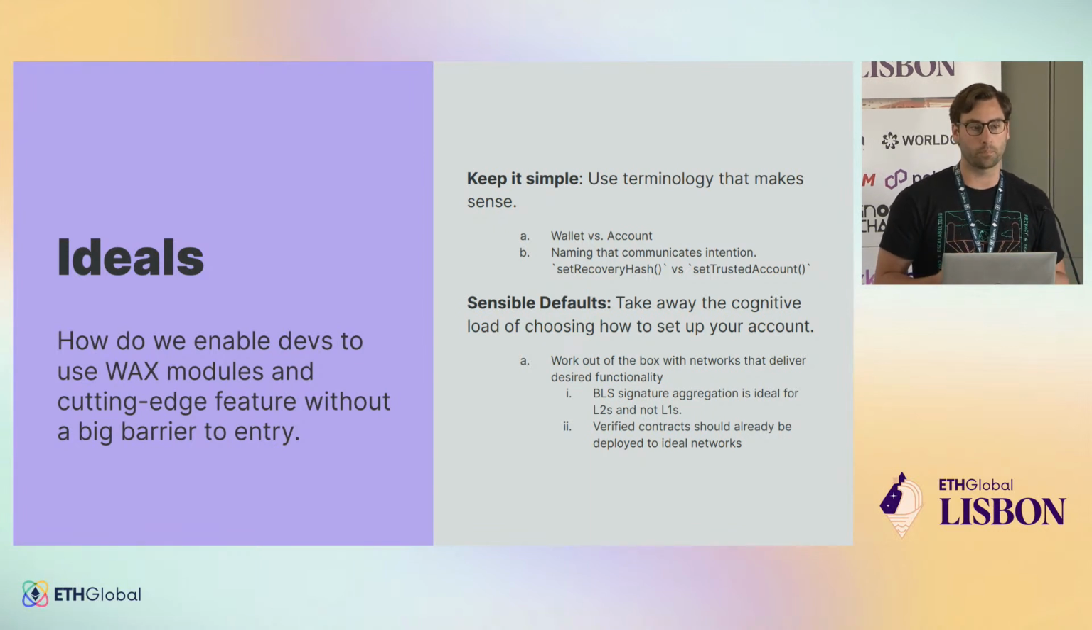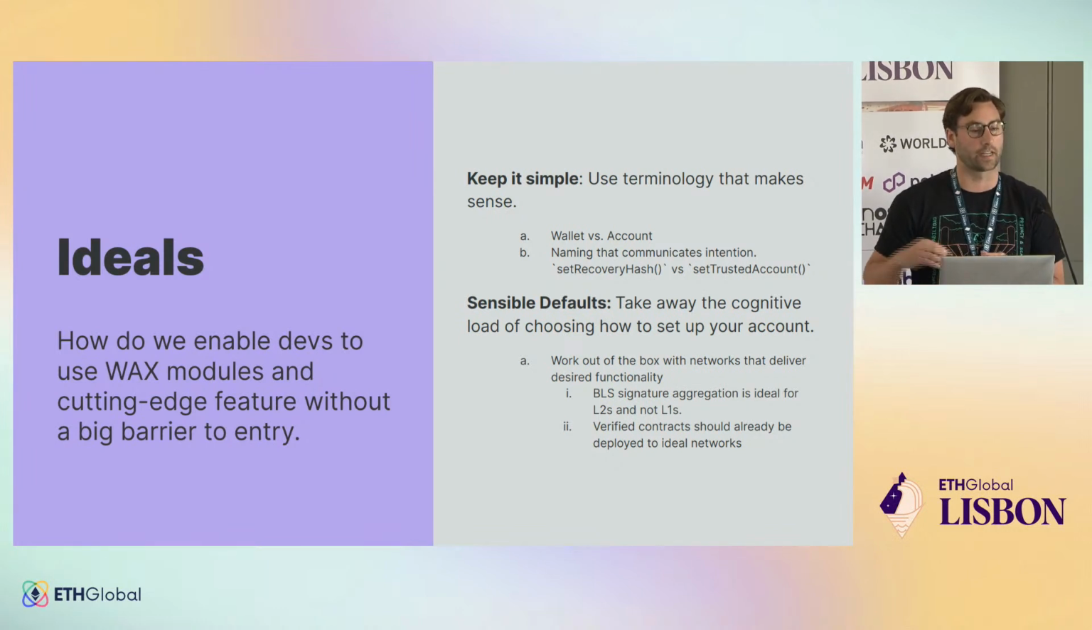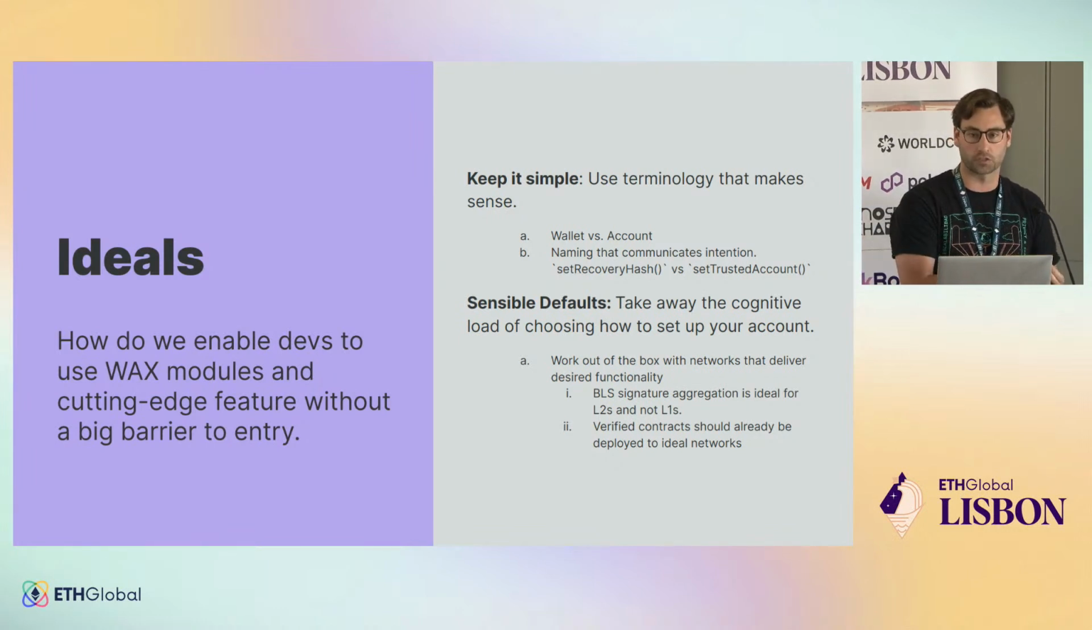And in order to set that up, you need to call the set recovery hash function on the actual wallet contract and pass it a recovery hash. But that requires you to know how to generate that recovery hash. So in our node module, we created a separate method called setTrustedAccount. The terminology of this better communicates what you're doing. You're setting a different account that you trust to be able to recover the original account.